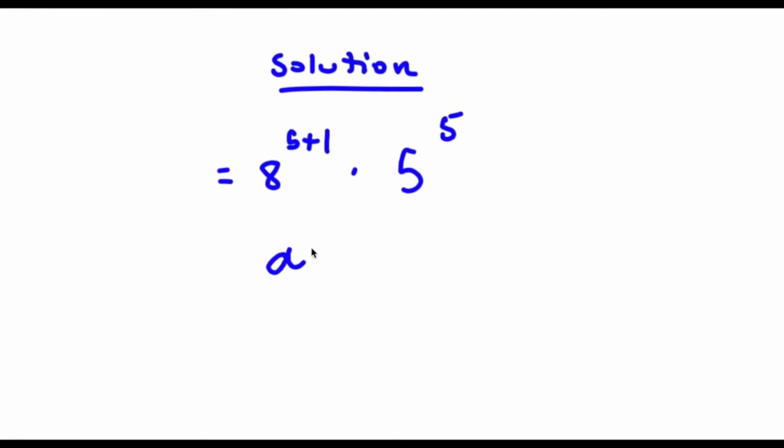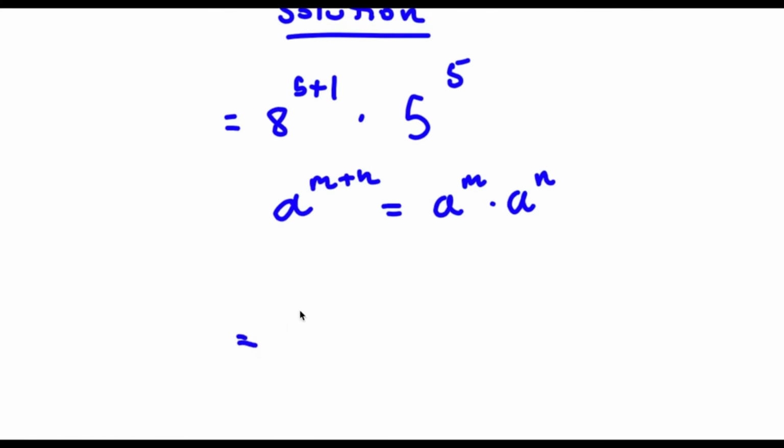Now if I have something in the form a to the power of m plus n, this is the same thing as a to the power of m times a to the power of n. So a to the power of 5 plus 1 is going to equal a to the power of 5 times a to the power of 1. Now this times 5 to the power of 5.